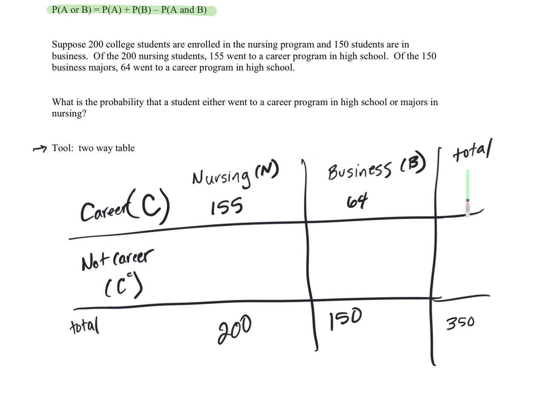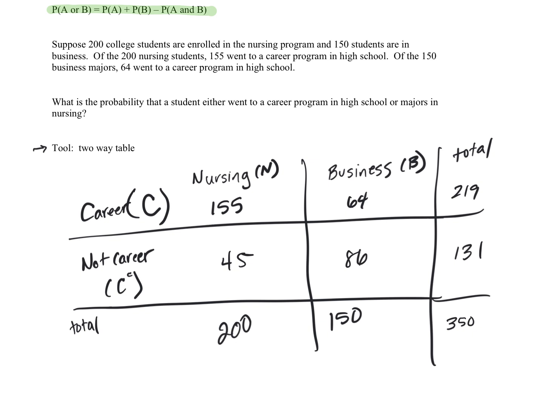What are we getting right here? 219. And let's just read across: 45, 86, and 131. Are we feeling good on this?